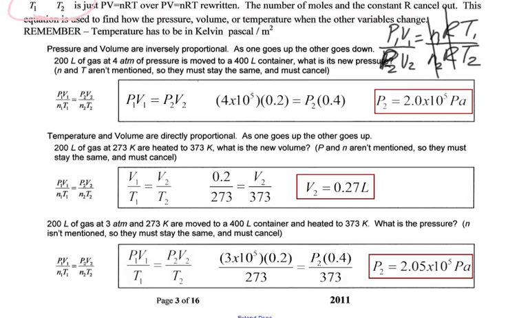I think this one here, let's see, this should be meters cubed, not liters, because we've changed this volume. We've taken 200, multiplied it by 10 to the negative third, which basically moves the decimal over 3 places. So we are in meters cubed, not in liters, for that 0.27.